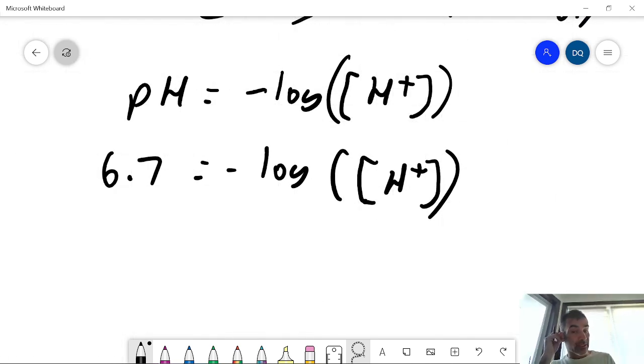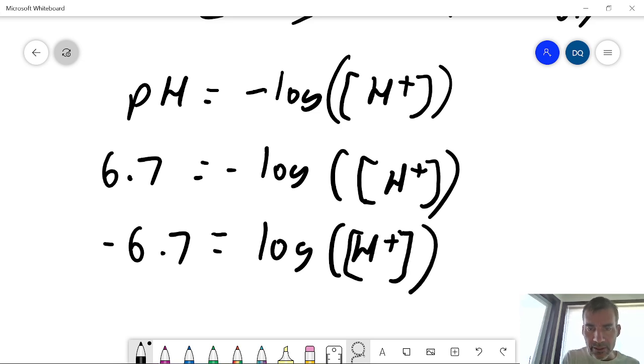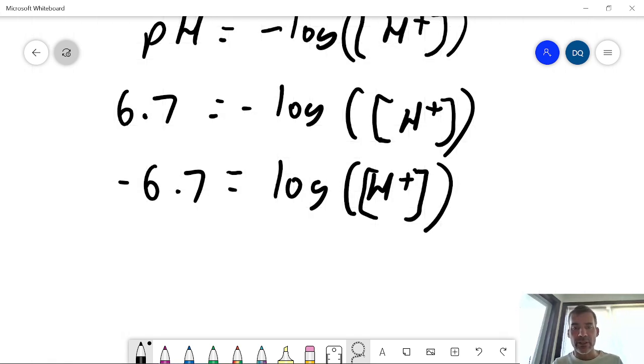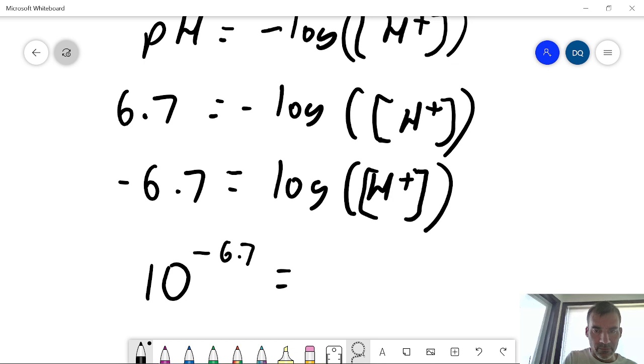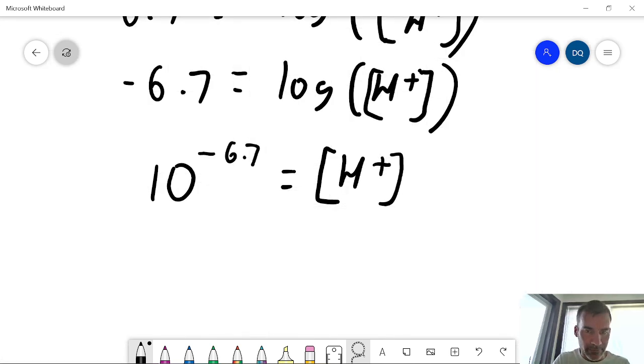Okay, how do you solve this? Well, let's make that a negative 6.7 is the log of our hydrogen ion concentration. This is the log form. We convert it to the exponential form. So our hydrogen ion concentration is 10 to the negative 6.7.